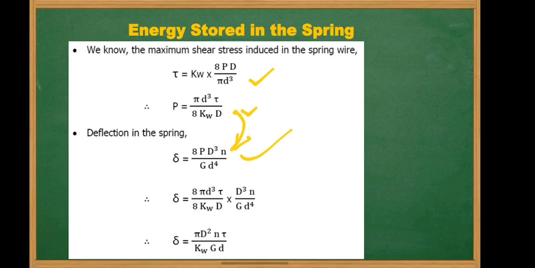So delta will be 8 pi d cube tau upon 8 Kw D multiplied by D cube N upon G d raised to 4. So after solving the equation, you will get delta as pi D square N tau upon Kw G d.